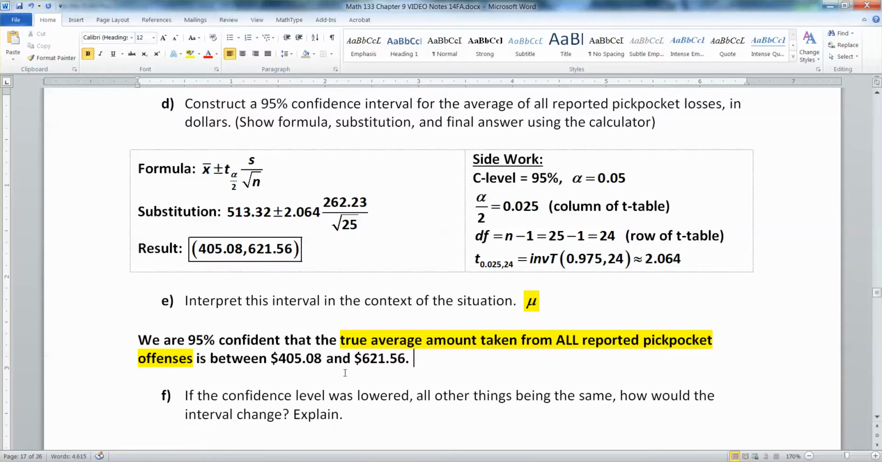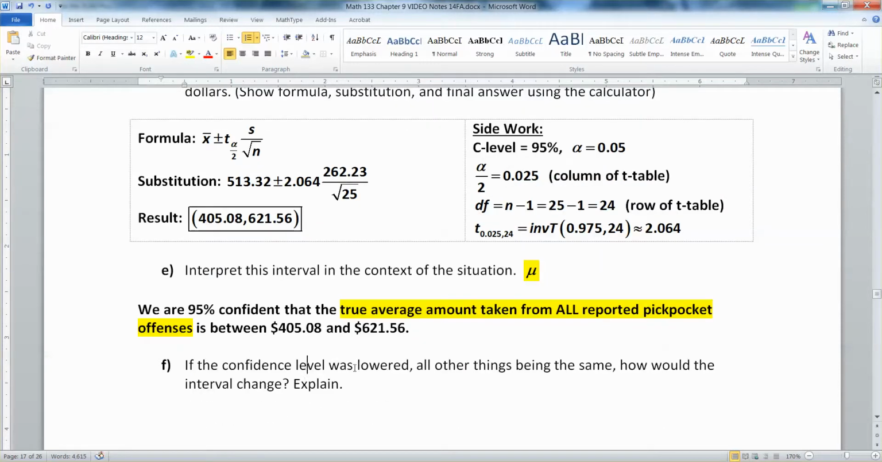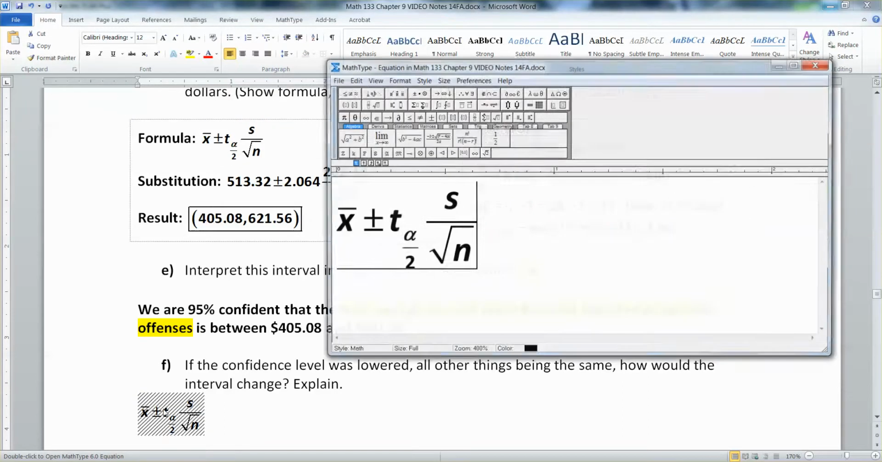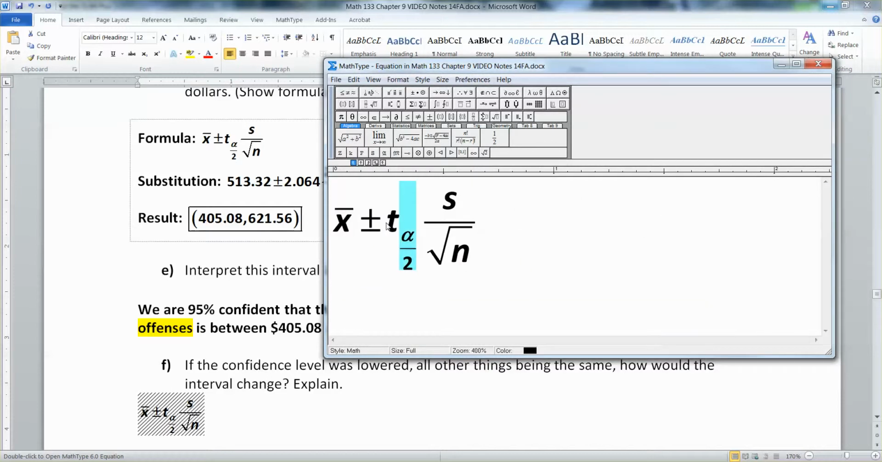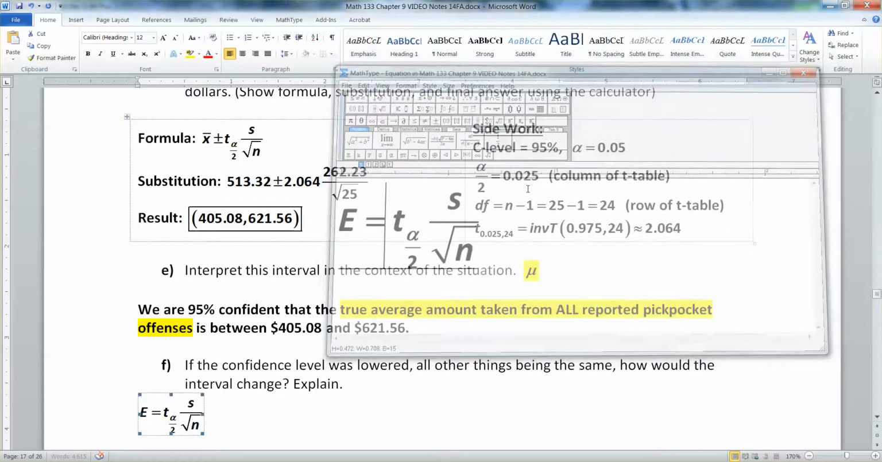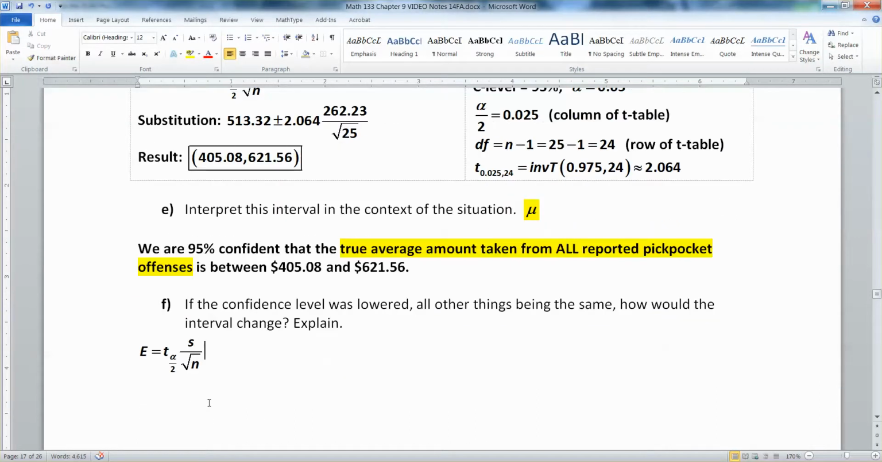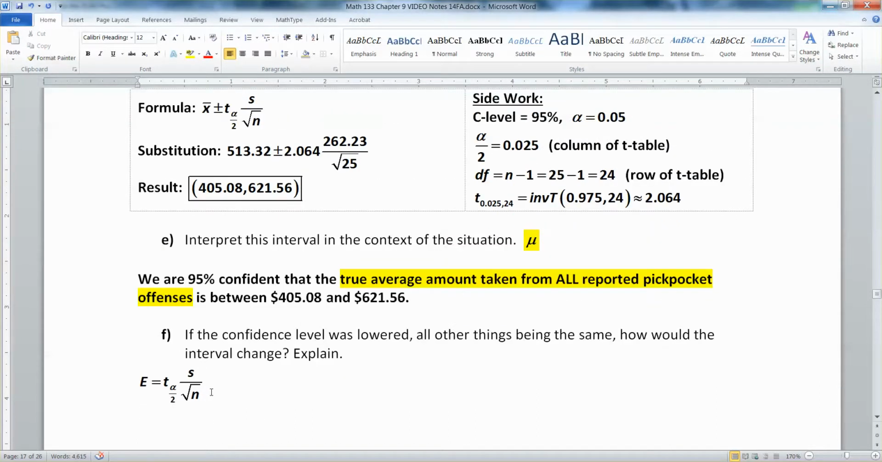Wonderful. Now, if we lowered our confidence level, leaving everything else the same, how would the interval change? So let's think about the interval for a second. The interval is built from this formula right here. Now we had a t value built from 95%, right? So let me write the error here. The error is equal to t alpha over 2 times s over the square root of n. That would be your margin of error.